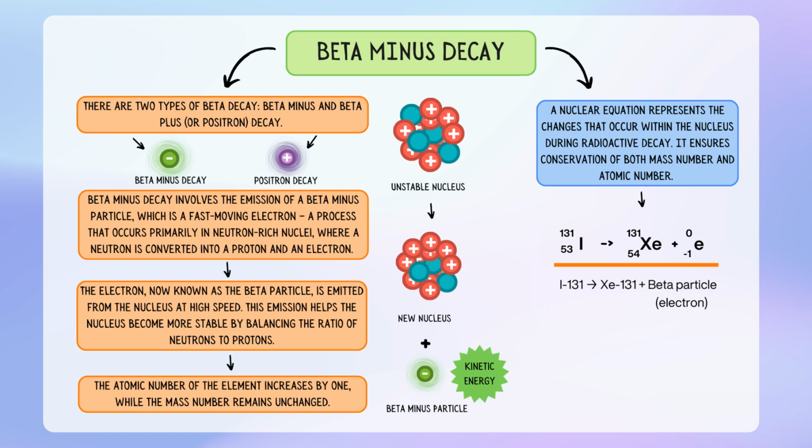In summary, today's lesson provided valuable insights into the nature of beta particles, the reasons behind beta minus decay, and the method of representing this process through nuclear equations. This knowledge broadens our understanding of radioactive decay and the behavior of unstable atomic nuclei.